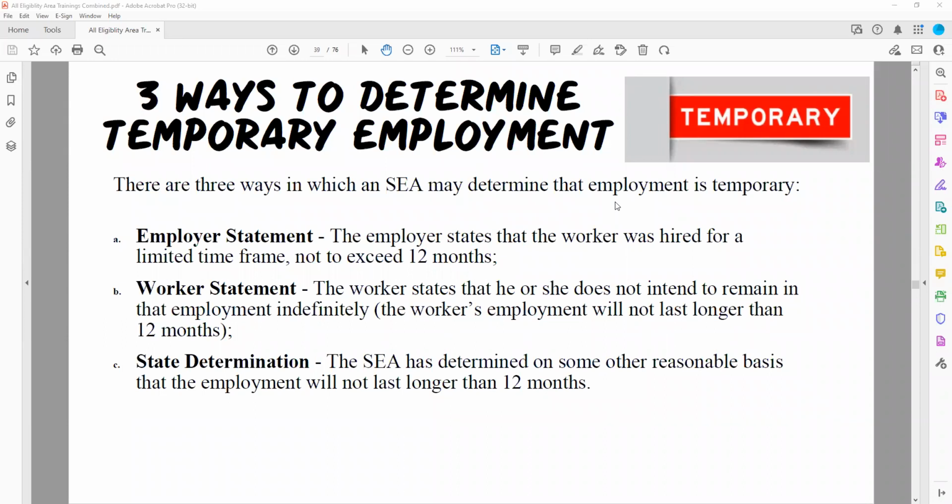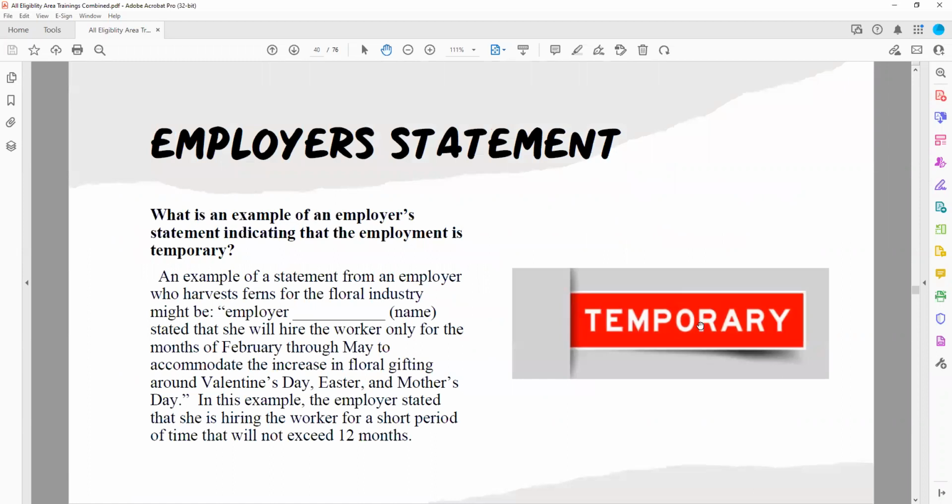Most recruiters wind up relying a lot on the worker statement because it is very rare to find employer statements. And then the state determination, you have to have a lot of data to back that up. So these are the 3 different ways that you want to make sure you have in your mind.